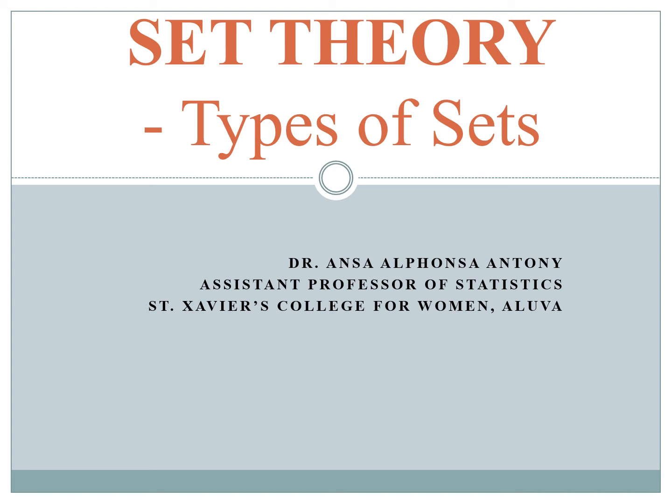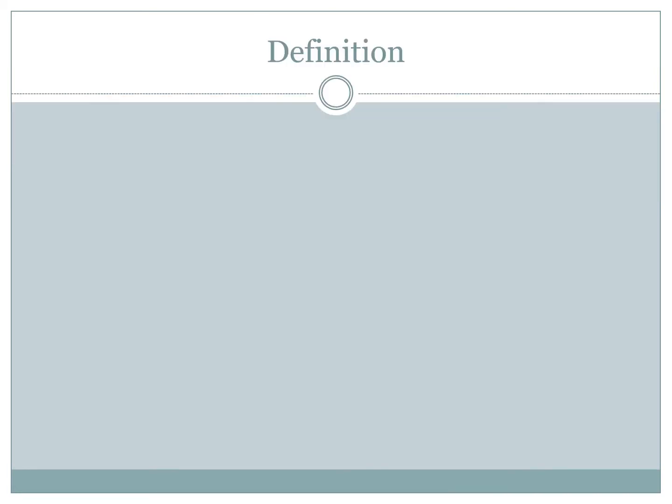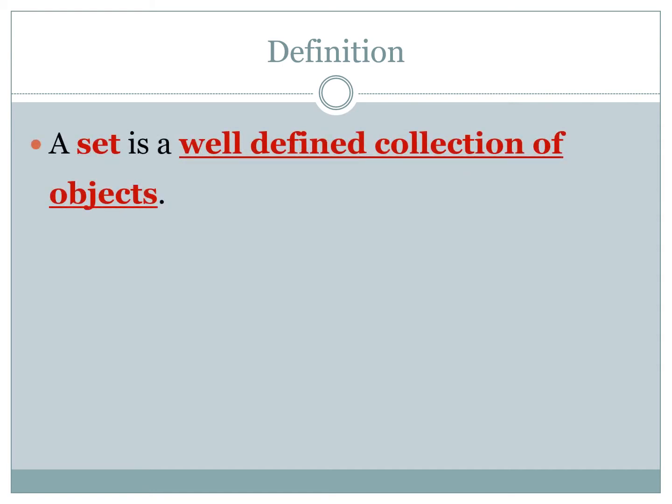In this video, we shall learn about different types of sets. First, let us see the definition of sets. A set is a well-defined collection of objects. That is, we will be clear whether an element belongs to a set or not by seeing the definition of the set.